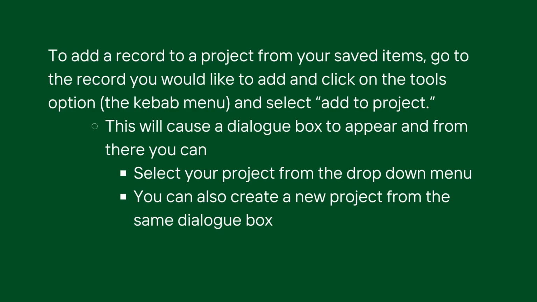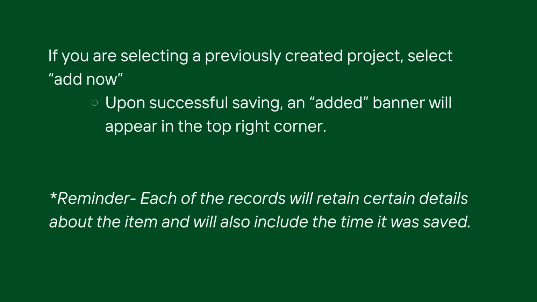To add a record to a project from your saved items, go to the record you would like to add and click on the Tools option, the kebab menu, and select Add to Project. This will cause a dialog box to appear, and from there you can select your project from the drop-down menu. You can also create a new project from the same dialog box. If you're selecting a previously created project, select Add Now.